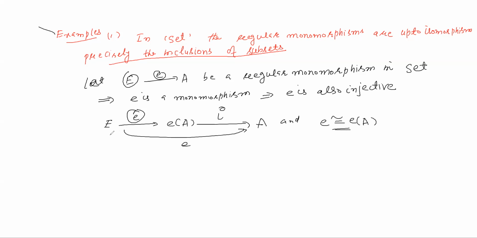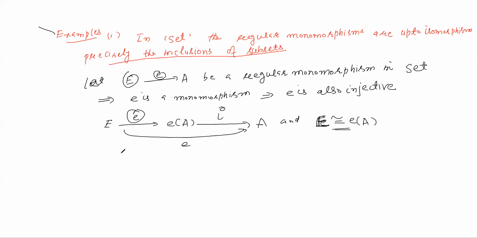Okay. Capital E is isomorphic to E up to isomorphism. So small e is the inclusion. Now, what is our claim? In Set, the regular monomorphisms are, up to isomorphism, precisely the inclusions of subsets. So here we have done this.